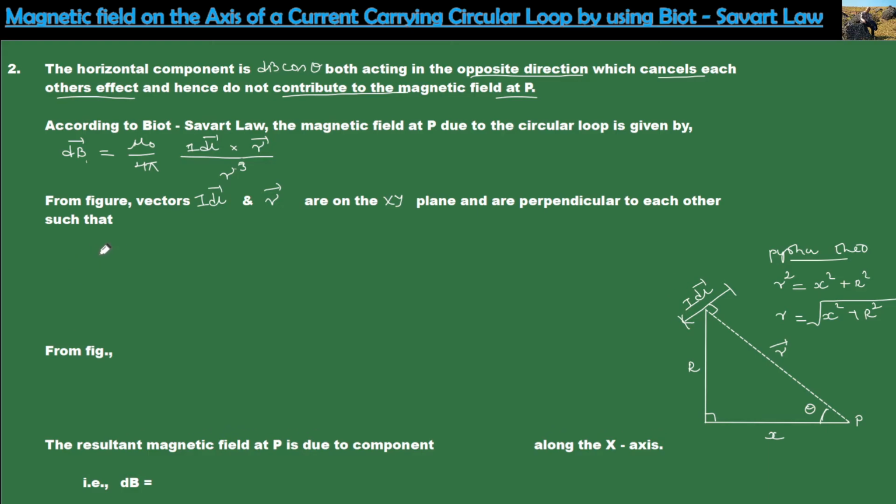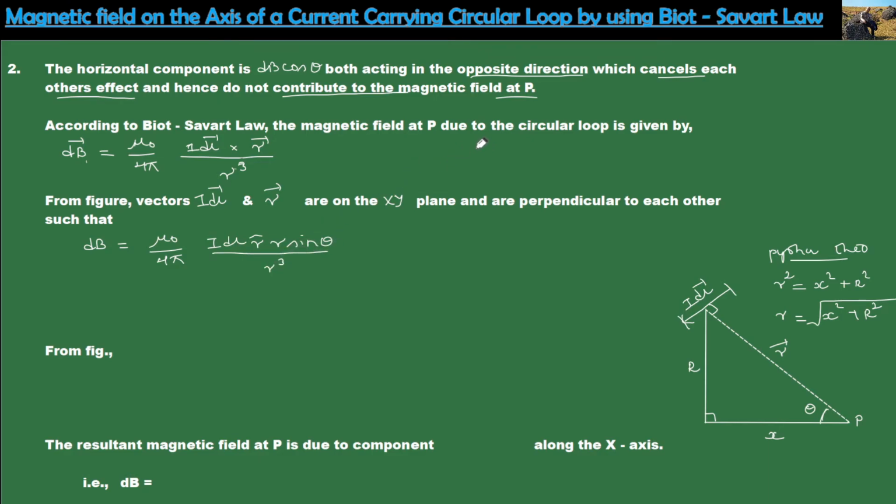So from here, it is very obvious that we have to write that dB in the scalar form. When you write this dB in the scalar form, it will be mu naught divided by 4 pi, I dl, then r cap, r sine of theta, divided by r. Why do we write it like this?